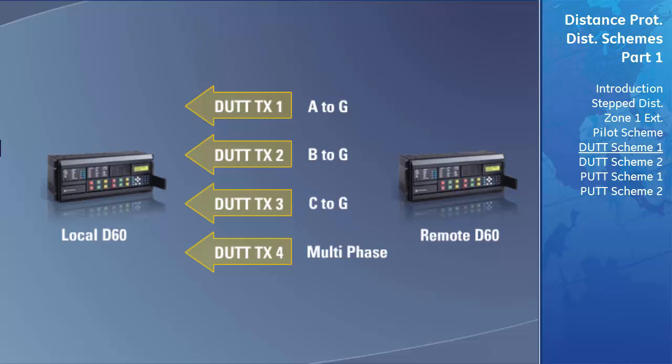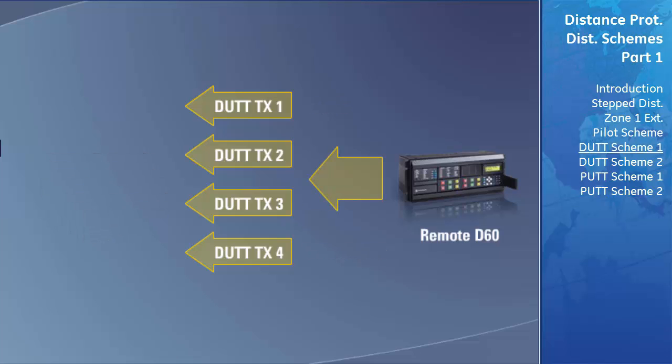If the communication channel you are using can only send and receive one piece of information, such as a power line carrier can, which phase of the transmission line is faulted cannot be sent, and all 3 phases of the transmission line must be tripped on all fault occurrences. The DUTT scheme has 4 flags available that are used to send a message to the other relay that indicates one or more phases of the transmission line are faulted.